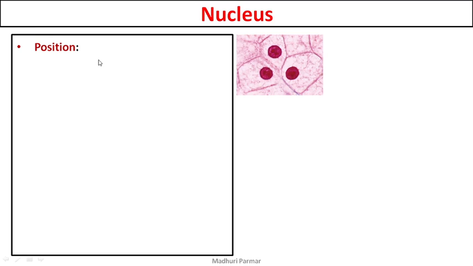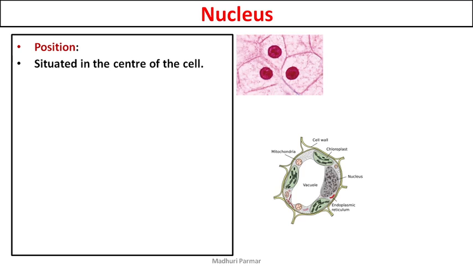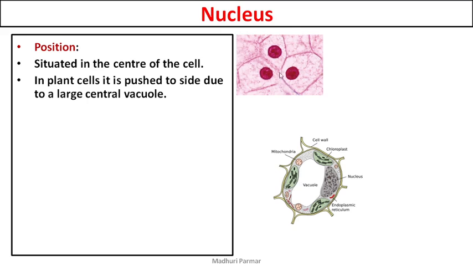Now, where is this nucleus found? It has the function of controlling the cell metabolism and other cellular activities. Mostly, you will find it towards the center of the cell. In plants, it gets pushed to one side. In plants, you have this huge vacuole, and because of this vacuole, the nucleus gets pushed to any one side.